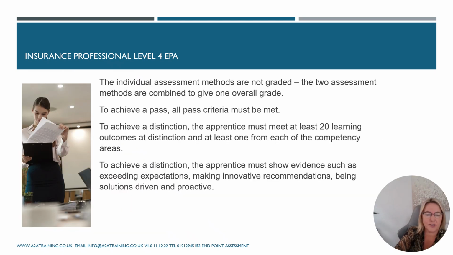The individual assessment methods are not graded. The 2 assessment methods are combined to give 1 overall grade. To achieve a pass, all 50 pass criteria must be met. To achieve a distinction, the apprentice must reach at least 20 learning outcomes from the distinction and at least 1 from each of the competency areas.